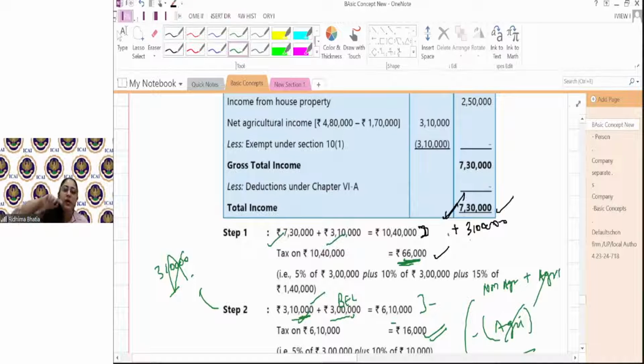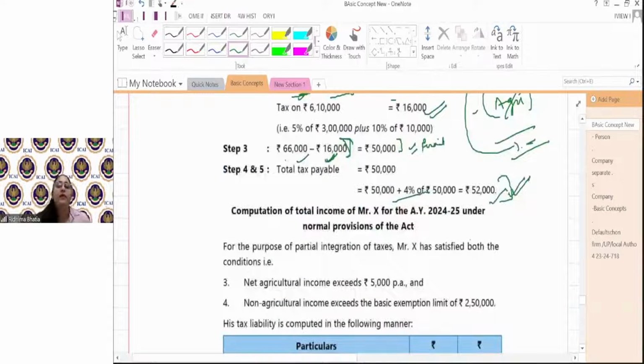But in a way, what they have done is through this route they have taken some benefit of basic exemption limit from you, and then they have left with you the final tax liability. Okay, so if someone talks to you about partial integration, first of all, no one will say calculate partial integration. It can come directly or indirectly also.